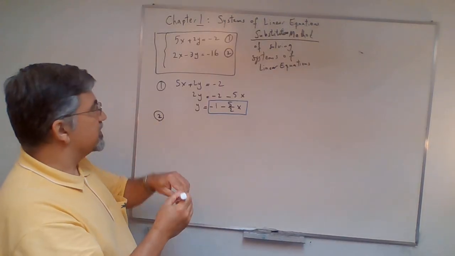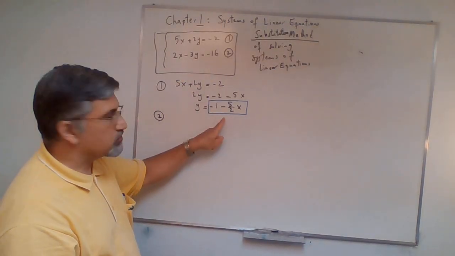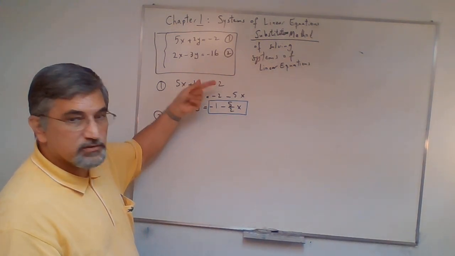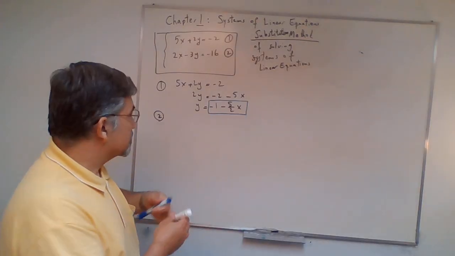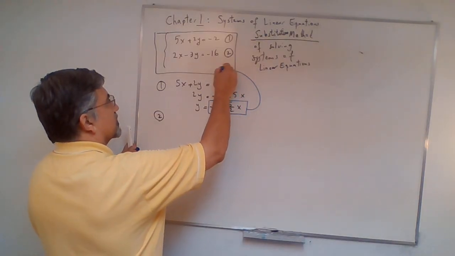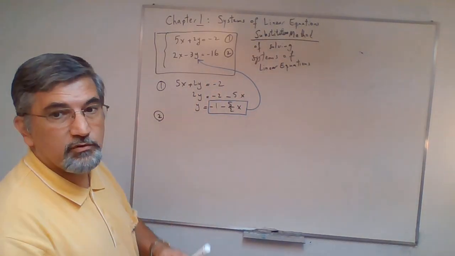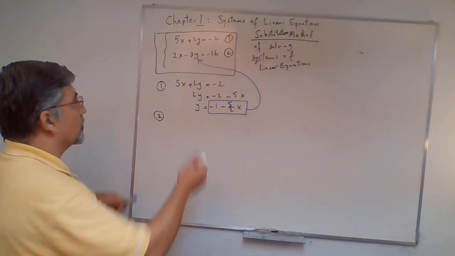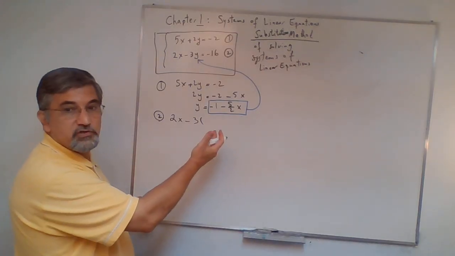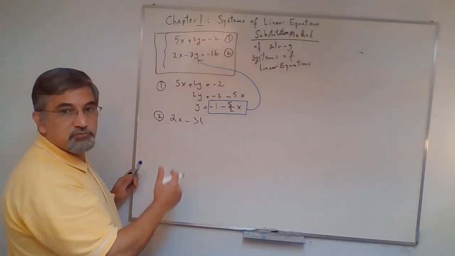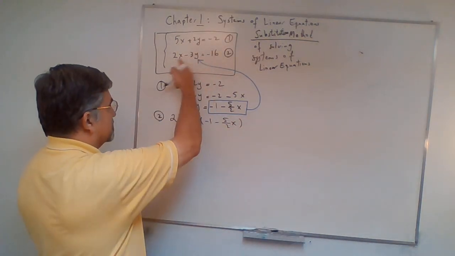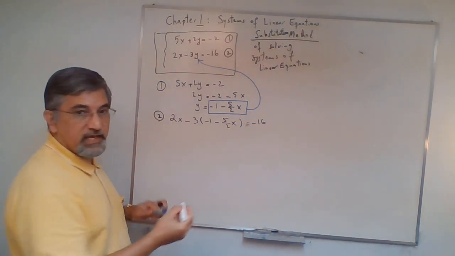But now, in the second equation, instead of y, I'm going to substitute this expression of x instead of y in the other equation. That's the standard procedure I was talking about. So basically, negative 1 minus 5 over 2 x is going to be substituted for y in the other equation. As simple as that. So the second equation would be 2x minus 3 times what? Well, 3 times y. But what is y? Y is this expression. So I'm going to substitute that in the equation. And then it says equals negative 16 on the right-hand side.